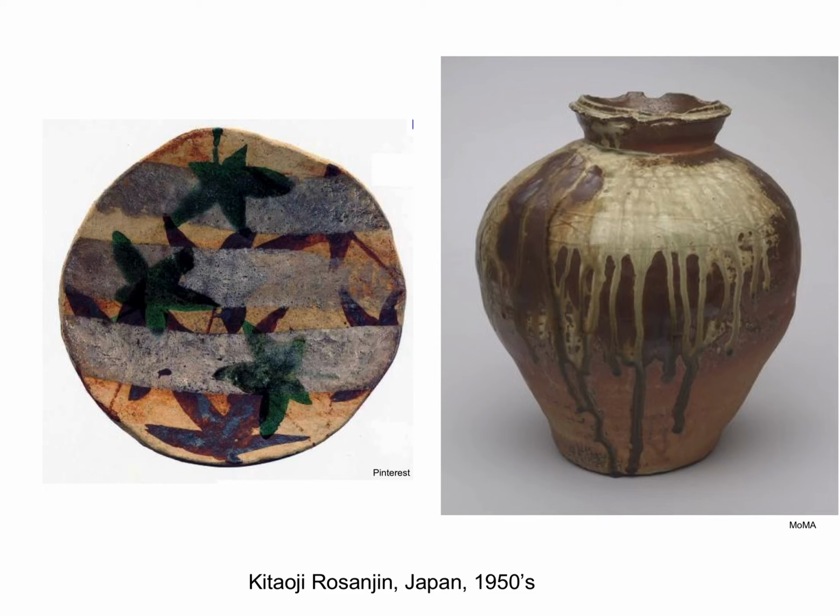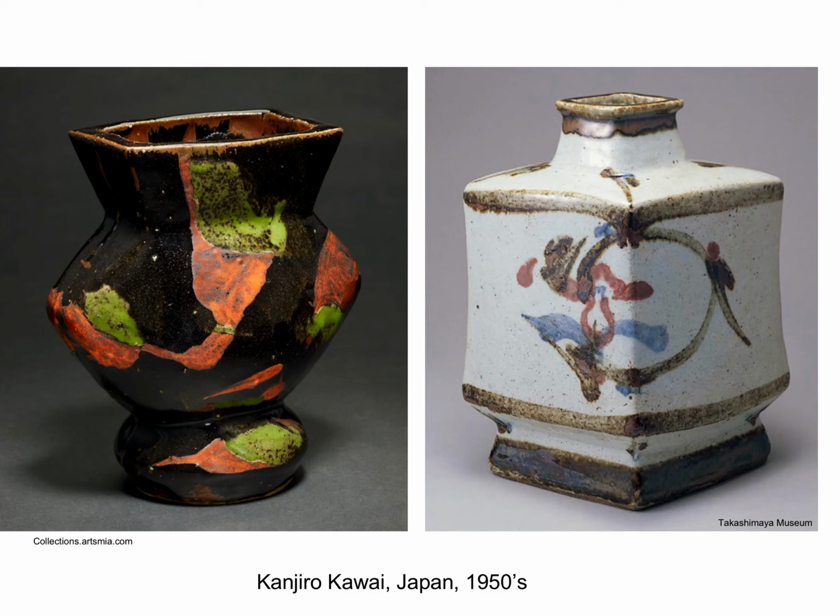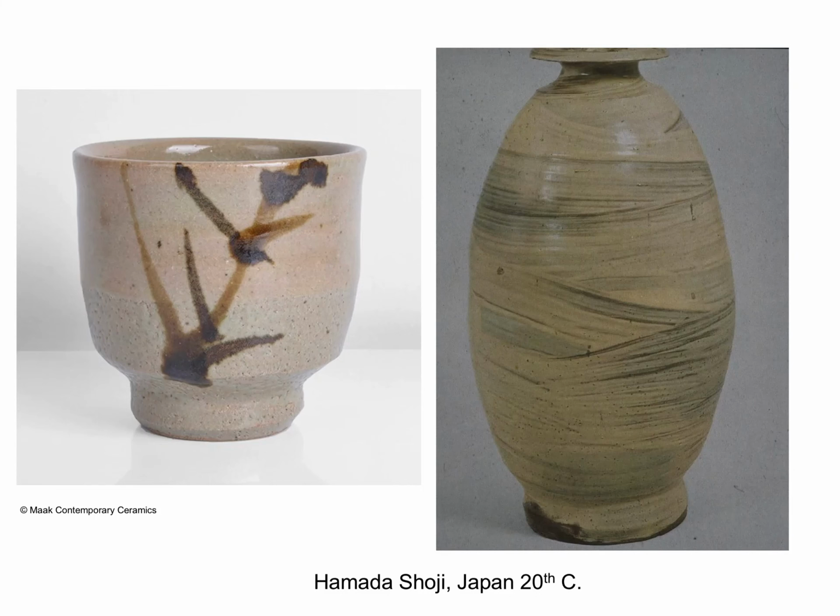Working in the 20th century, Kitaoji Rosanjin revived a lot of the old traditions and old styles of pottery making, and by that revival, he was extremely influential as well. Another 20th century Japanese potter is Kanjiro Kawai. Two examples of his work here.